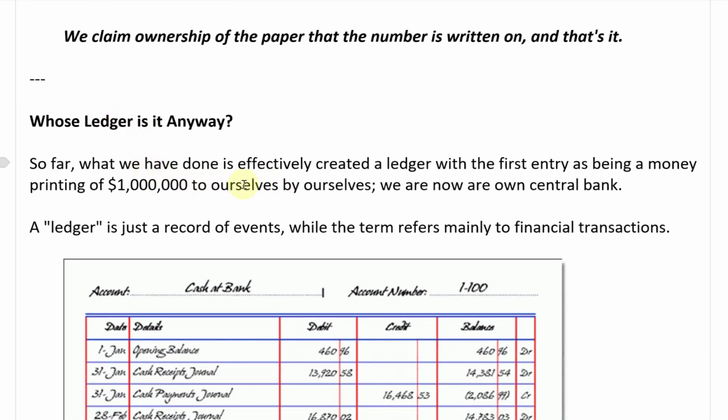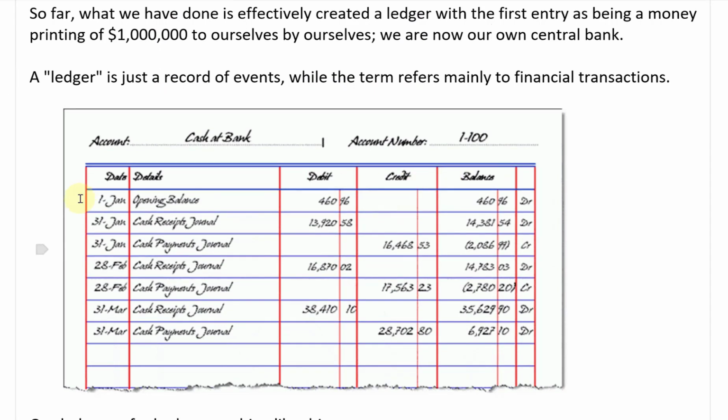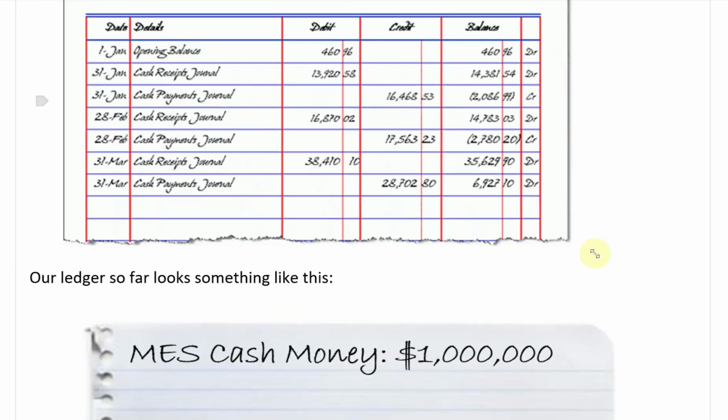So far, what we have done is effectively created a ledger with the first entry being a money printing of $1 million to ourselves by ourselves. We are now our own central bank. A "ledger" is just a record of events, while the term refers mainly to financial transactions. You have opening balance, money in, money out, etc. So just a history of events is a simple illustration there.